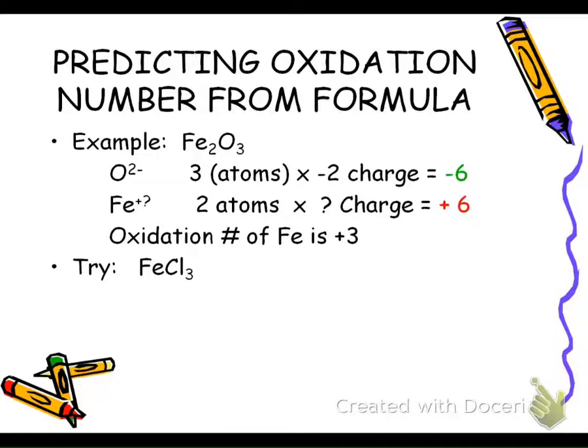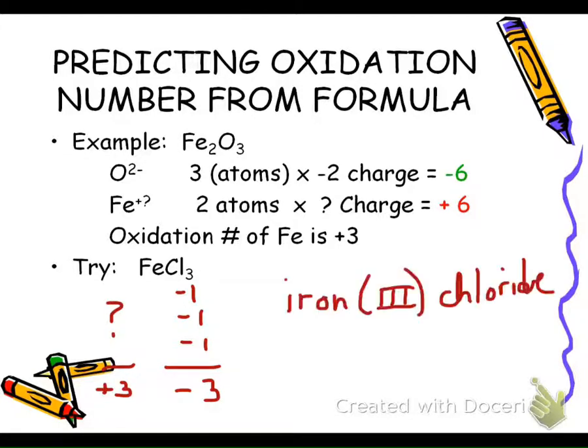Let's try another one, FeCl3. Chlorine is in group 17. There's 3 of them in the formula, so my anions add up to -3. The cations must add up to a +3. There's only 1 in the formula, so iron must have a charge of +3, and its name would be iron, Roman numeral 3, chloride.